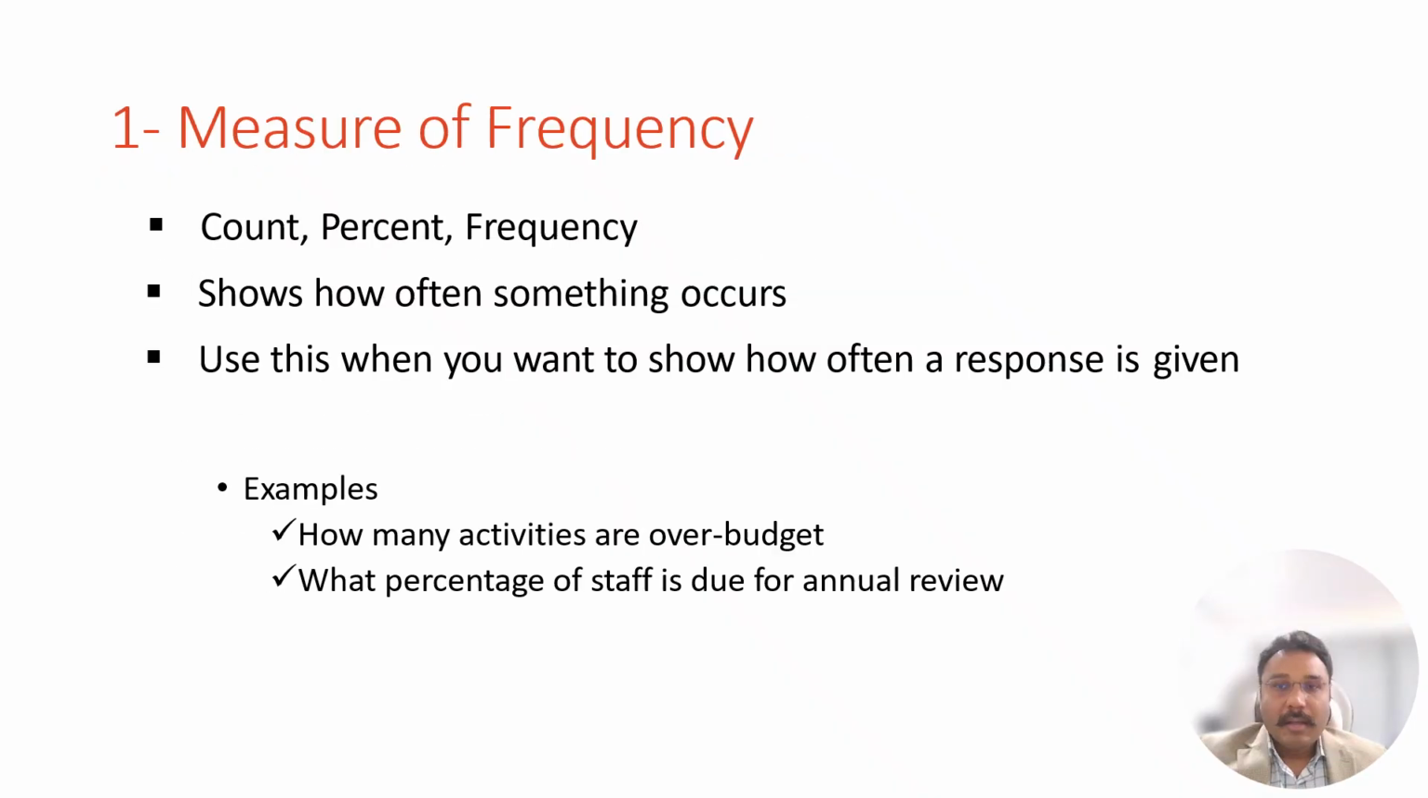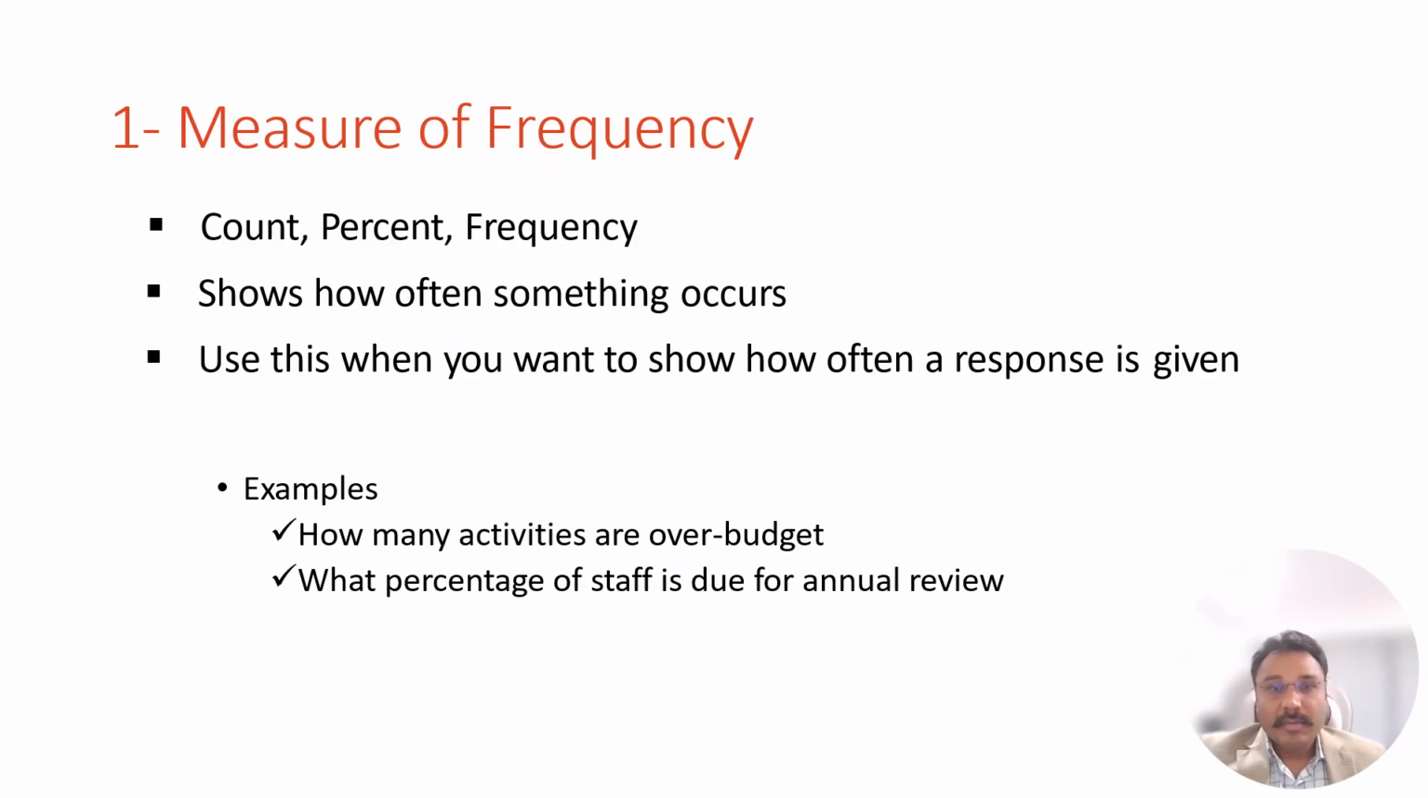frequency. Okay, the first type is the measure of frequency, which describes how often a particular value or event occurs in a data set. The most common frequency measures include counts, percentages, and frequency distributions. A count simply tells us how many times a specific event has occurred. For example, a project manager may count the number of project tasks that exceeded their budget.